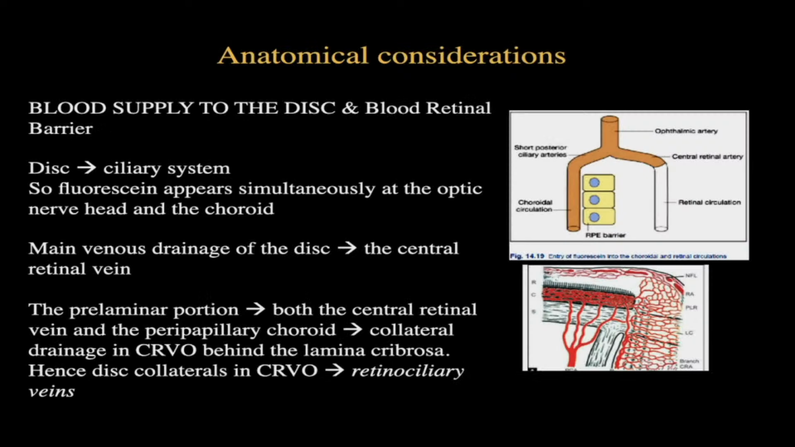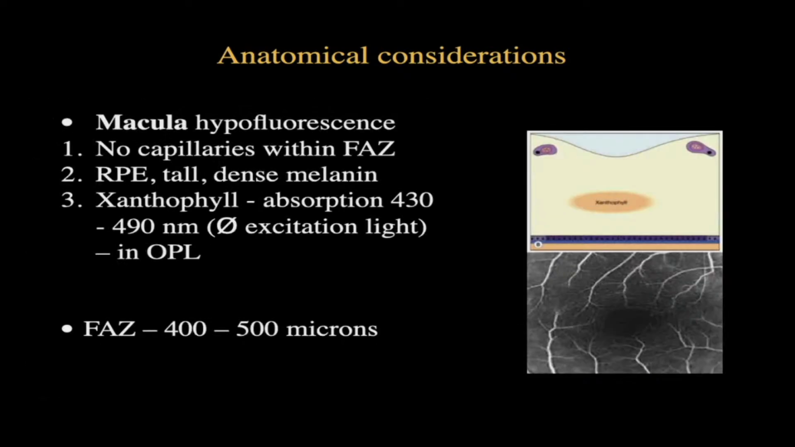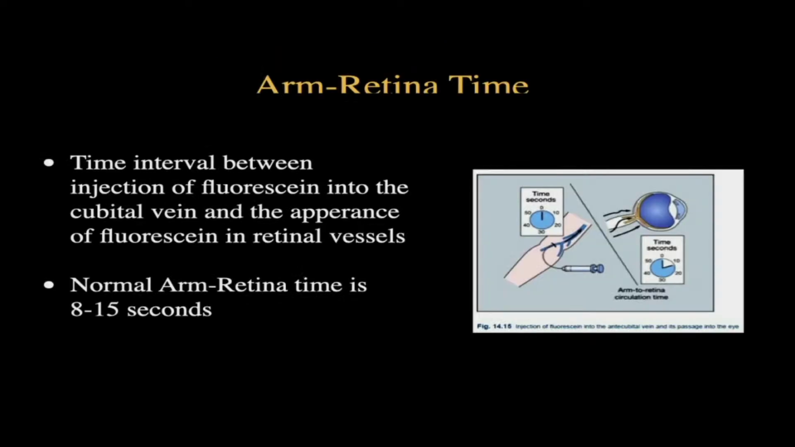Now, you can go through the anatomical considerations over here. It's important to know the blood supply to the disc and also the concept of blood retinal barriers, the inner and outer blood retinal barriers. It's important to look at the macula, and knowing that the macula generally would show hypofluorescence because of the absence of capillaries in the foveal avascular zone, the melanin and the xanthophyll. Now this area would constitute roughly around 400 to 500 microns in diameter.